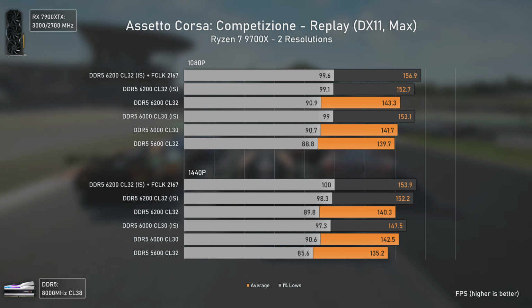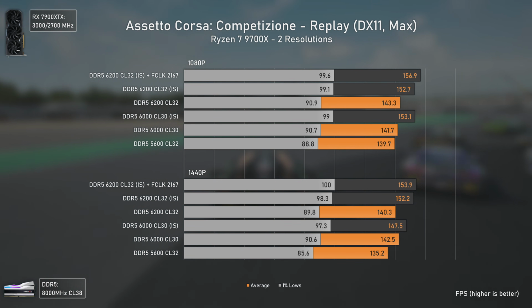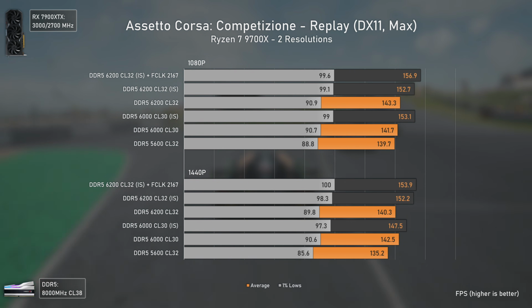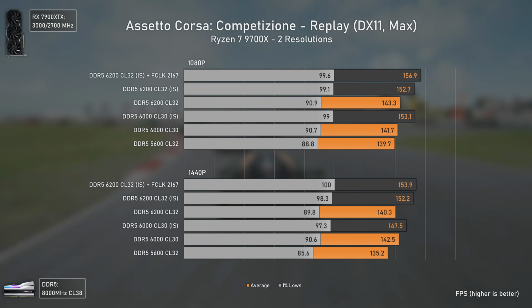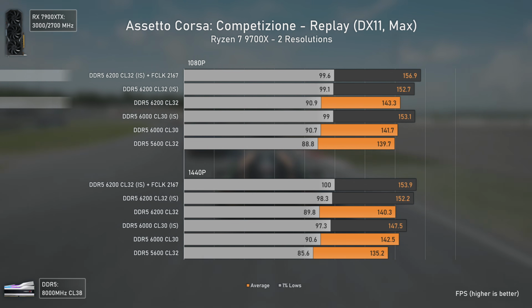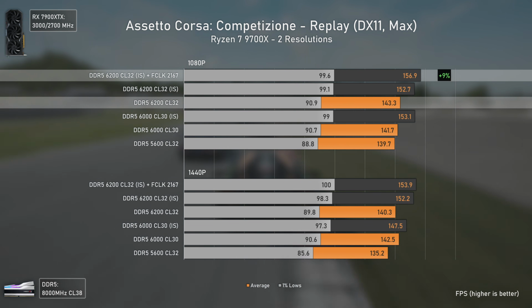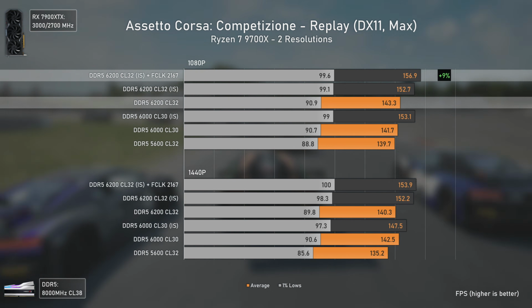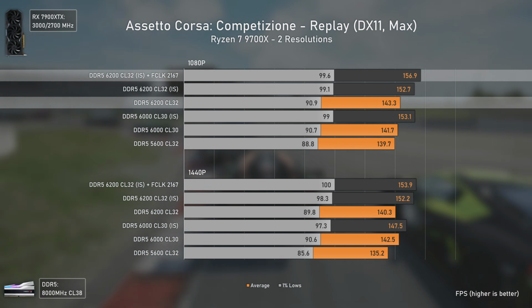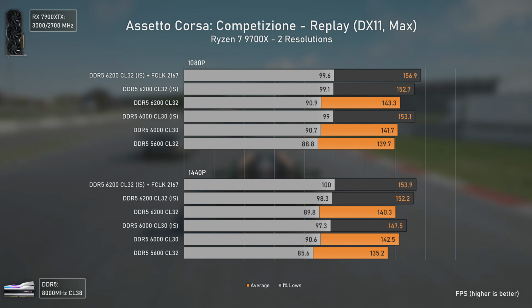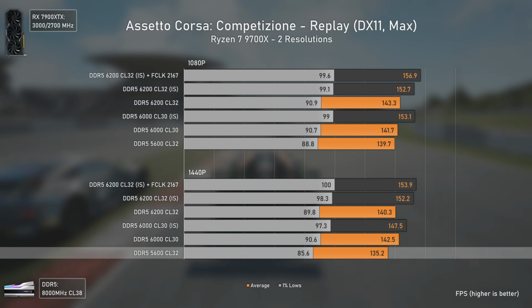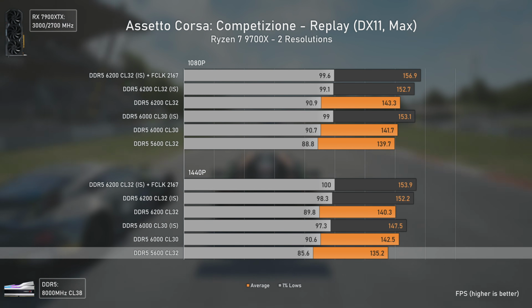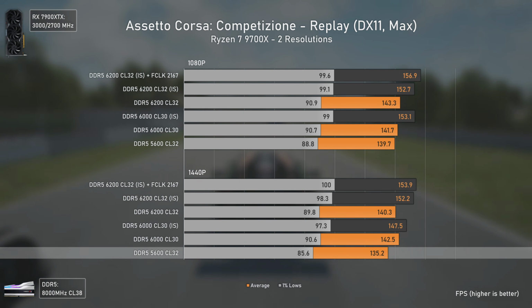Assetto Corsa is a game that loves and needs a good CPU and RAM to perform at high FPS numbers, with the Ryzen 7 9700X delivering around the same performance even with 6200 CL32 RAM, but with improved subtimings delivering 9% better performance. It is interesting to note that at 1440p, even though all the configurations delivered a bit lower performance, DDR5 5600 was the only one suffering the most, maybe indicating lack of bandwidth or something.